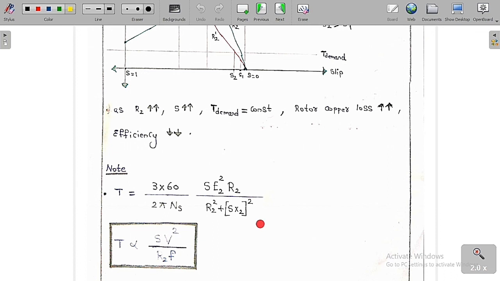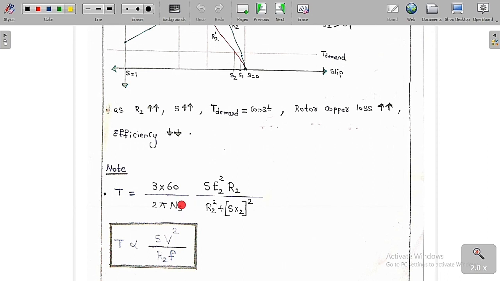So this is called the general expression of torque. I have already told one important point: the low slip region is also called the stable region. For the stable region, (S into X2) whole square is very small compared to R2 square, so we are going to neglect this term. So finally we get S into E2 square by R2, because R2 cancels.